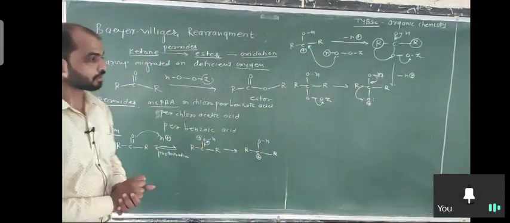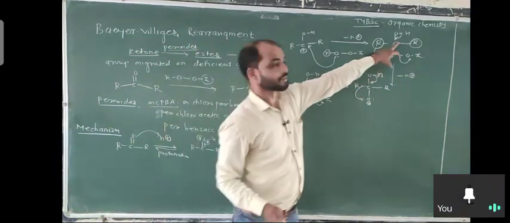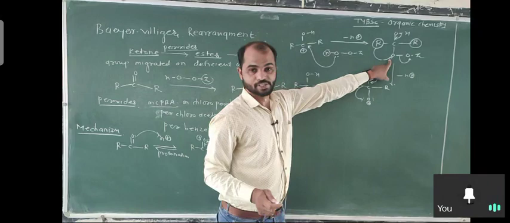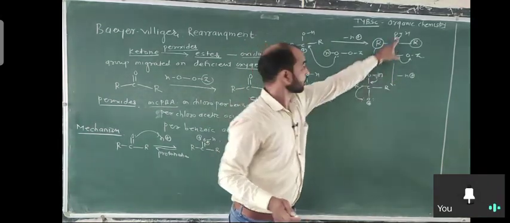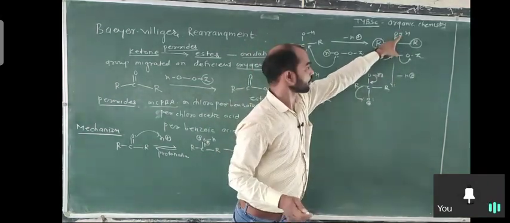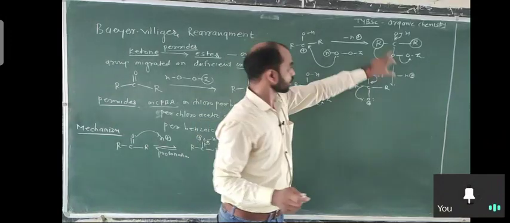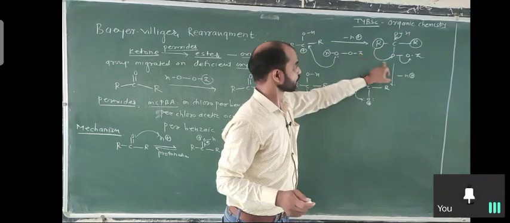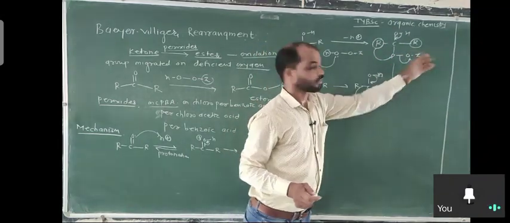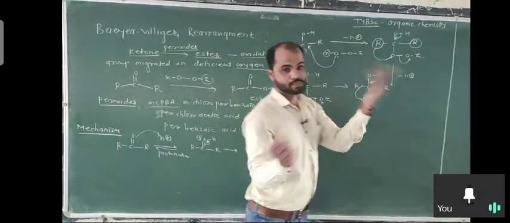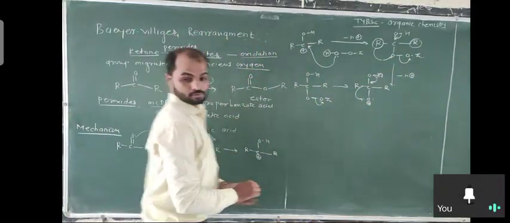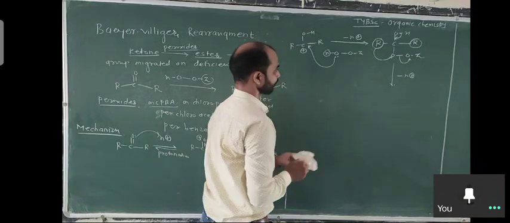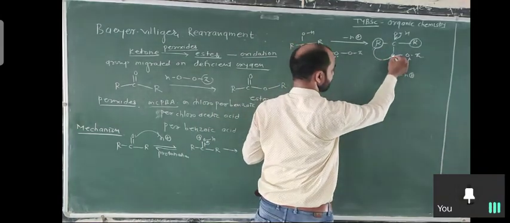One of the groups migrates over to the deficient oxygen. So we write this in one step: the leaving group departs, the oxygen is deficient, that's why the group is migrated. This double bond formation provides the driving force to migrate the alkyl group. The group is migrated here, and at the same time we lose the remaining species. So if it is transferred here, this group is lost.